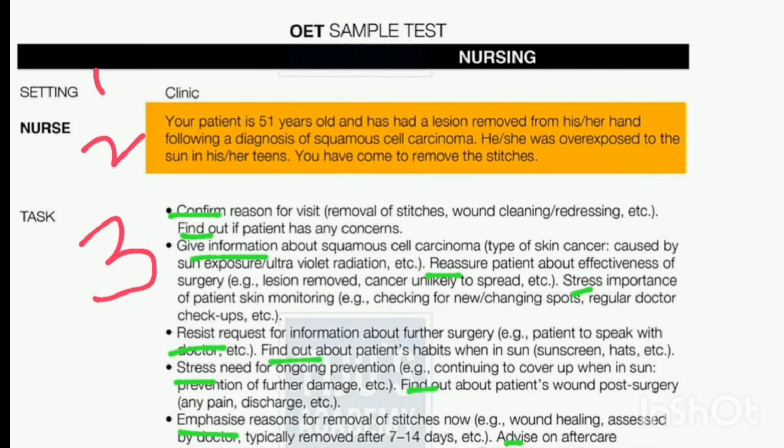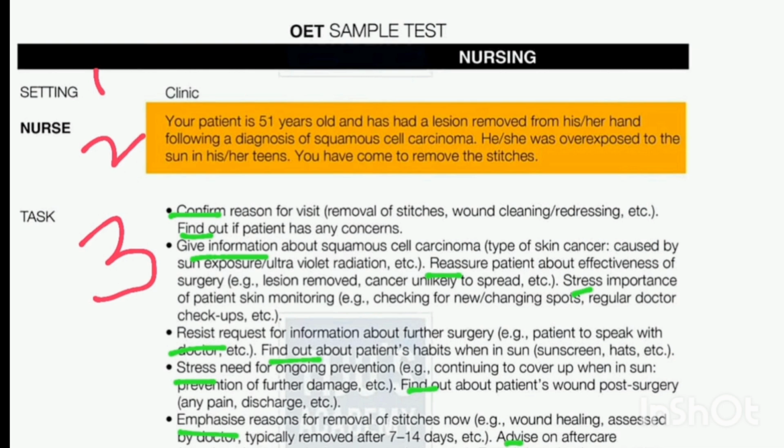Okay, so another task is stress need for ongoing prevention. So we can also say to the patient like this. It is very imperative for you that you require ongoing prevention. In this you can continuously cover up yourself when you are exposed to the sun, and it will also help in the prevention of further damage. Okay, so how does that sound to you? As like this we can ask the patient.